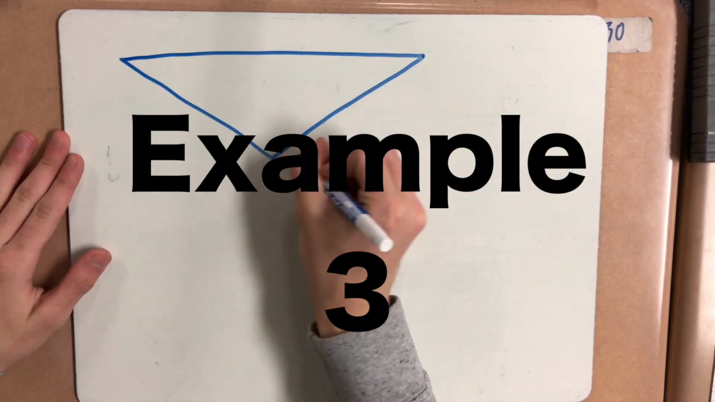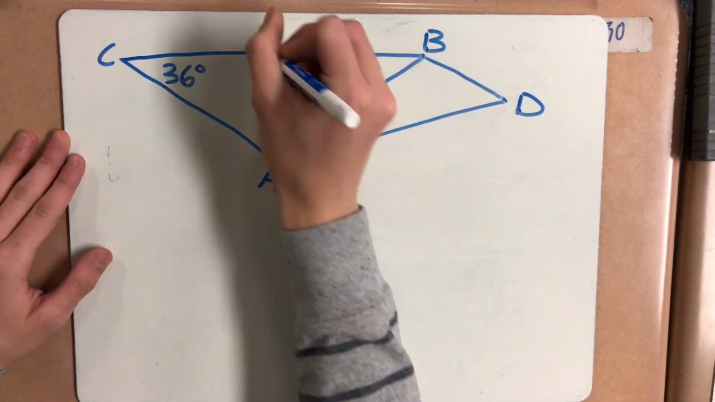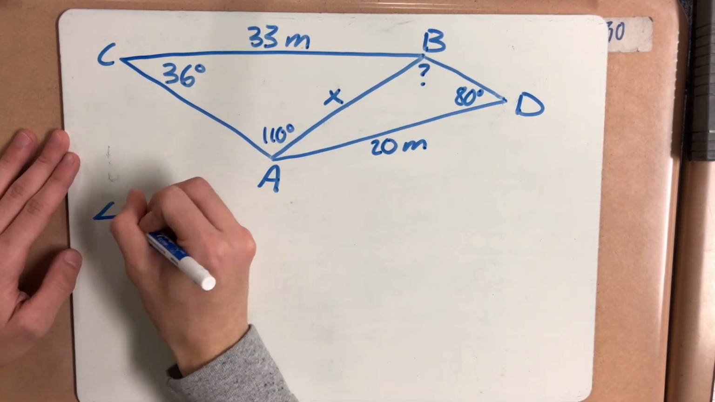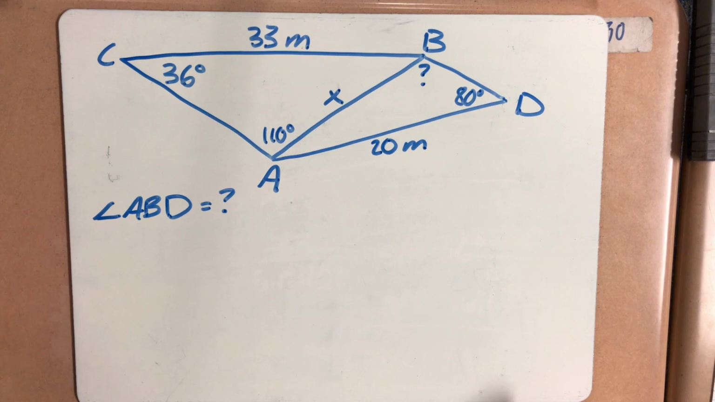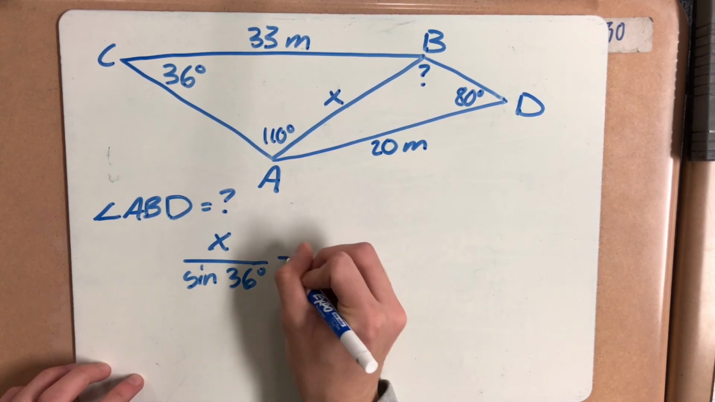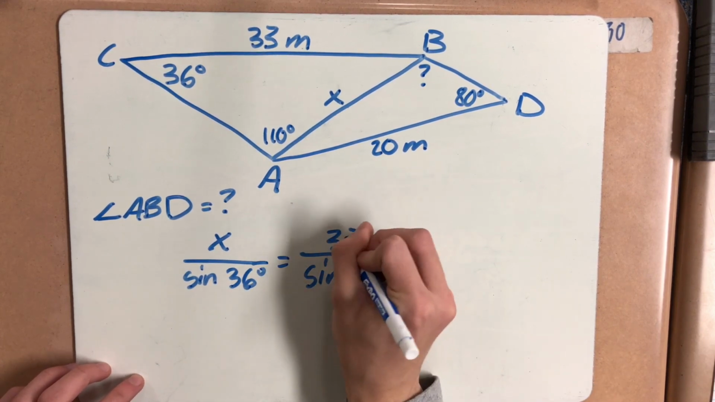So for this problem, we are going to be looking for angle ABD, but in order to find this angle, we have to find side length x. So the first thing we do is set up the initial law of sines, which is x over sine of 36 degrees is equal to 33 meters over sine of 110 degrees.